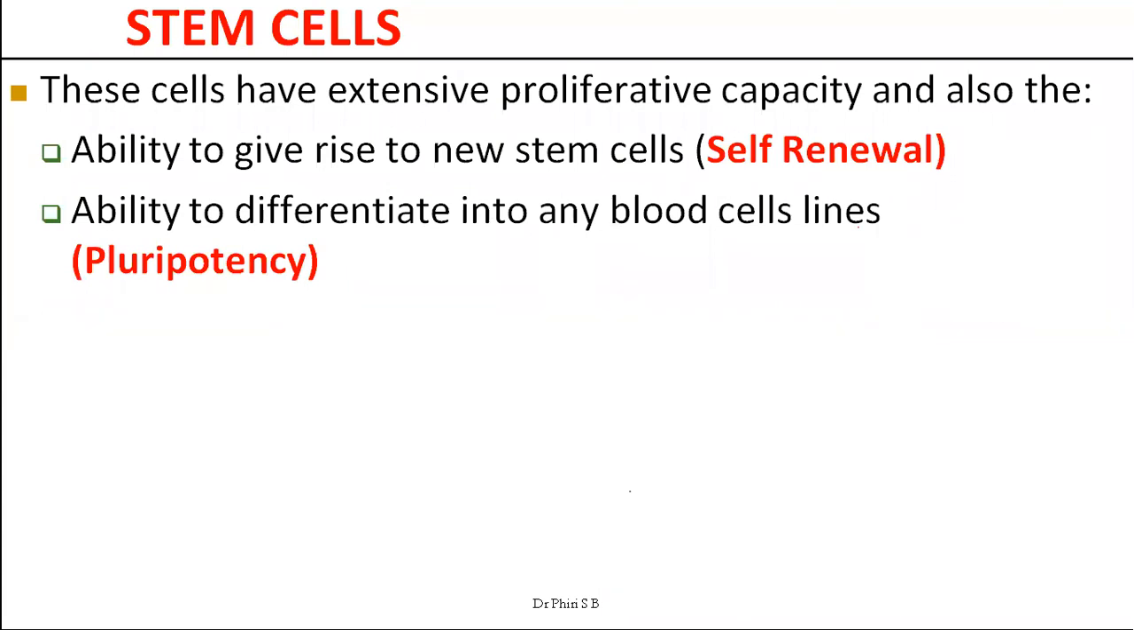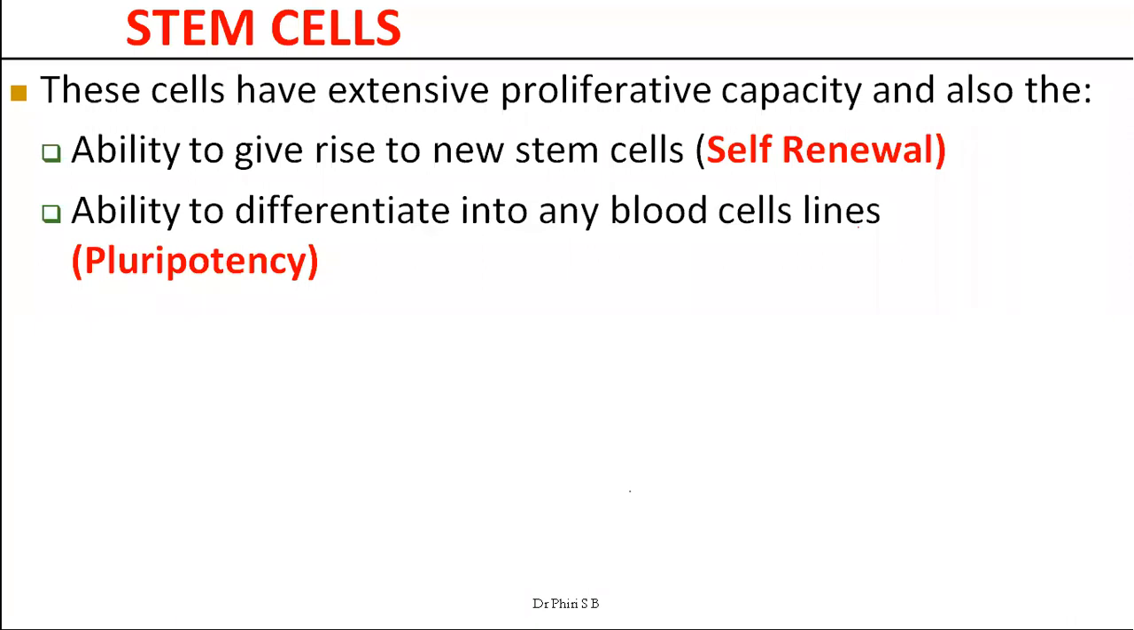Okay, so we proceed. So these stem cells have extensive proliferative capacity and also the ability to give rise to new stem cells, meaning that they are self-renewing. Okay? So they have the capability to form new stem cells. So they can regenerate to some extent by proliferating into other new stem cells. Because, you know, cells are always dying. So to maintain the numbers of the stem cells, other stem cells are able to replicate themselves so that you have a constant number of these stem cells within the bone marrow.